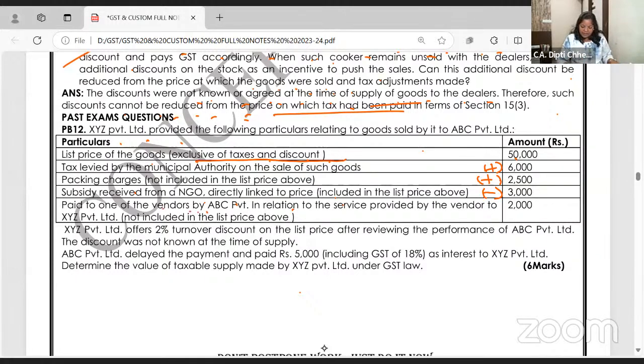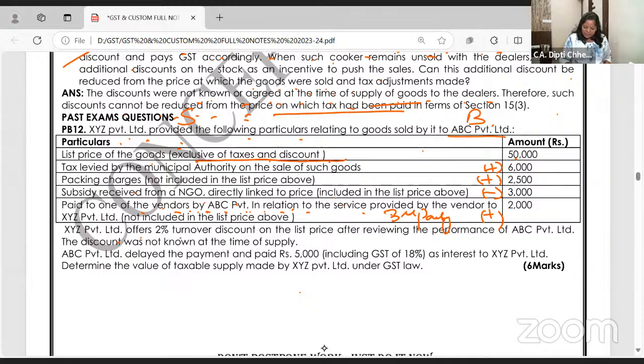Paid to one of the vendors. XYZ provided the following to ABC. He is the seller, he is the buyer. So paid to one of the vendors by ABC in relation to service provided by the vendor to XYZ. So on the seller's behalf, the buyer, instead of paying to me, is paying to a third party. Please don't get confused by the names. I am the seller, you are the buyer. Instead of paying to me, you are paying to a third party on my behalf. Of course, we will include it.